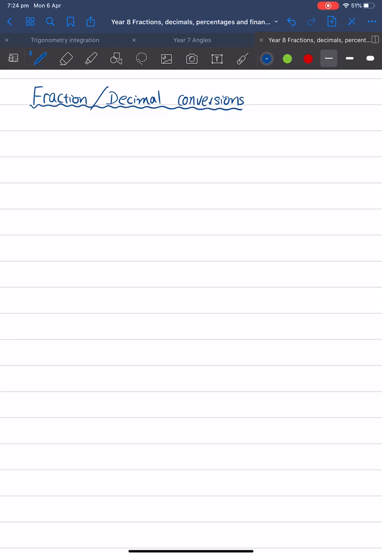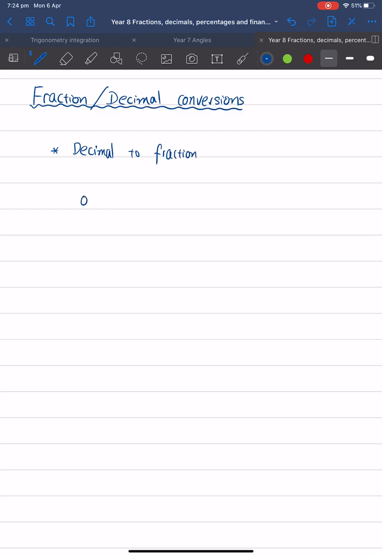Alright, so in this lesson I would like to show everyone how to convert from fractions to decimals and decimals to fractions. So let's start from decimals to fractions first. Alright, so let's start with the first example.